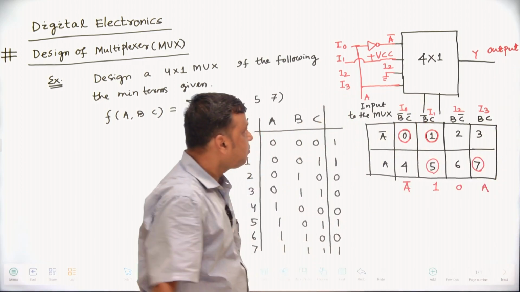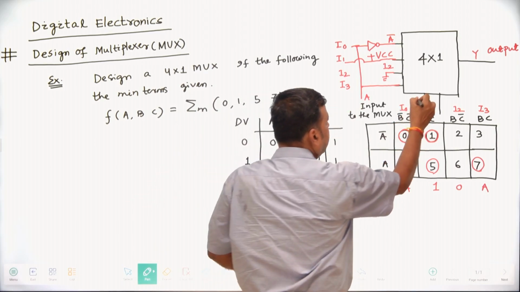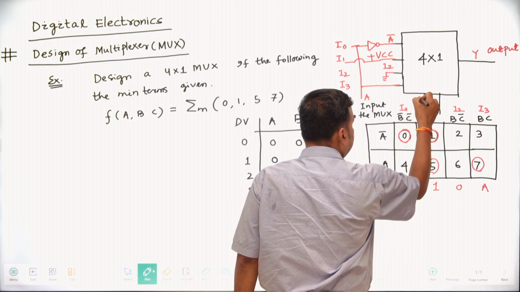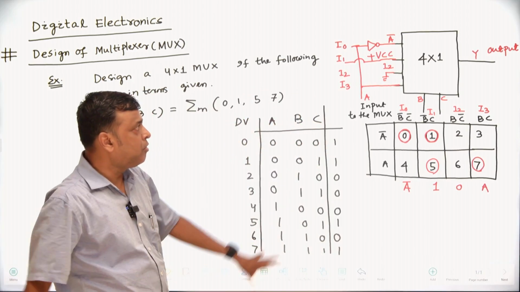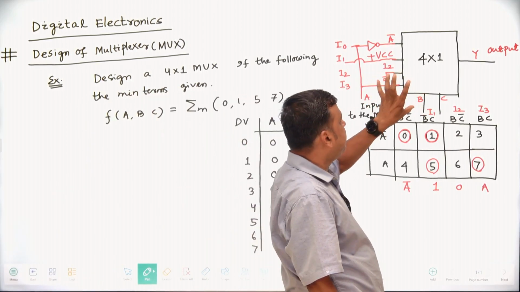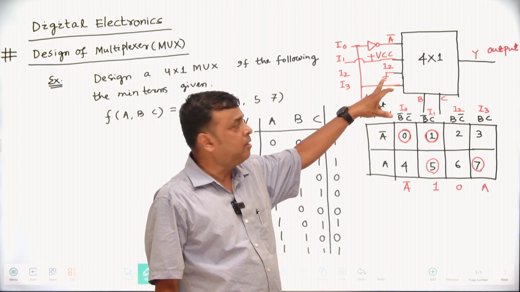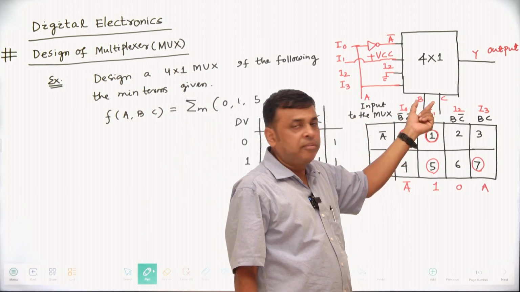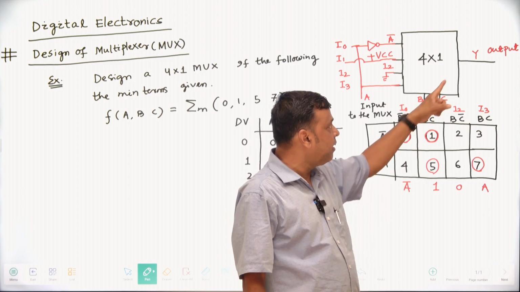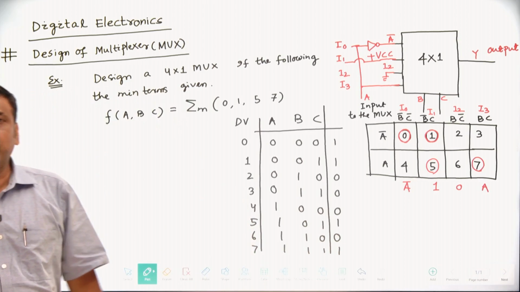In these two selector lines, you can write this as A, the other selector line as B, and this selector line as C. This is your final design of the multiplexer. Out of these three variables, A is the input to the MUX, and the remaining two variables can be selected as selector lines, with only one output line. In this way, you can design a 4:1 MUX.